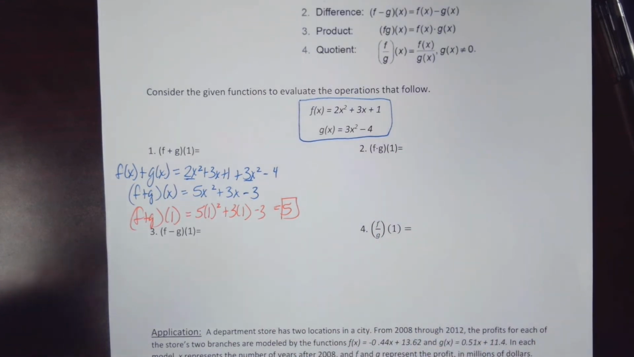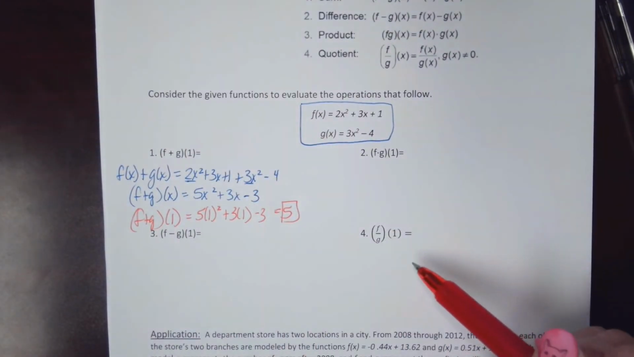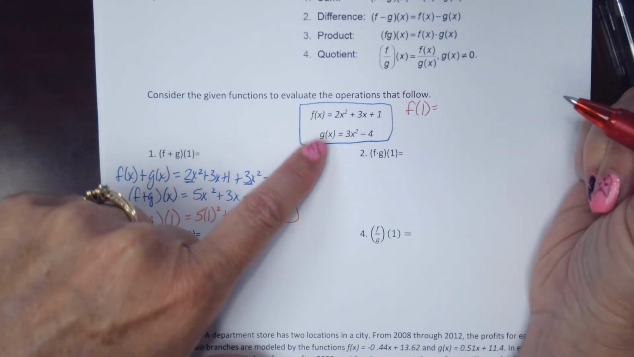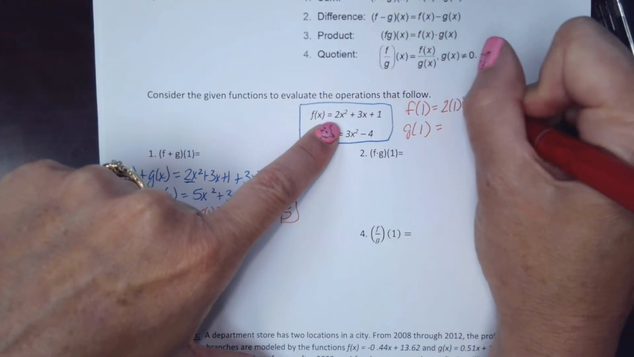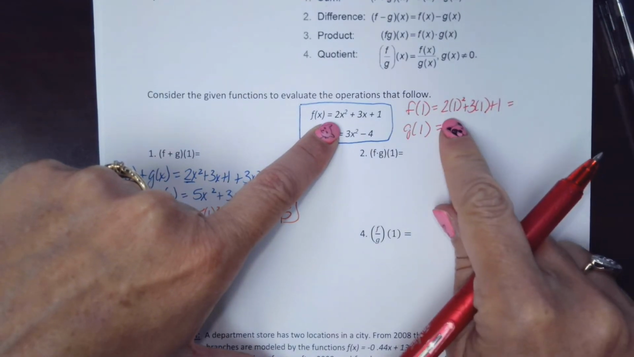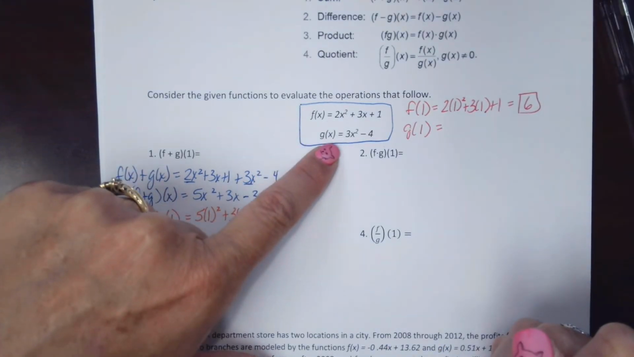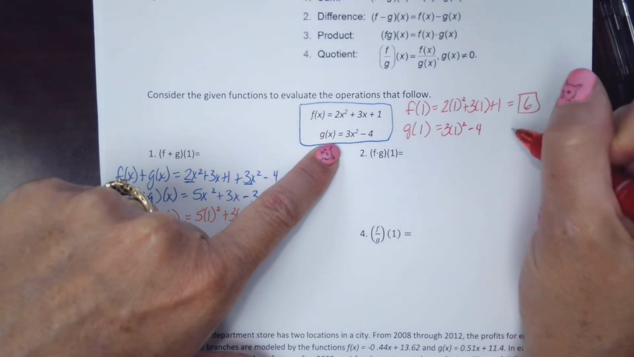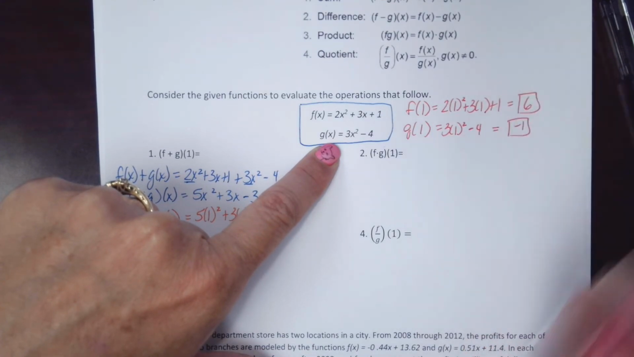My other way to do this, however, is to say, okay, since I'm interested in plugging in 1 for x for all of these, let's look to see what f of 1 would be, and what g of 1 would be. Well, f of 1 would be 2 times 1 squared plus 3 times 1 plus 1. So 2 plus 3 plus 1 would be 6. And g of 1, 3 times 1 squared minus 4. G of 1 would be 3 minus 4, which is a negative 1.